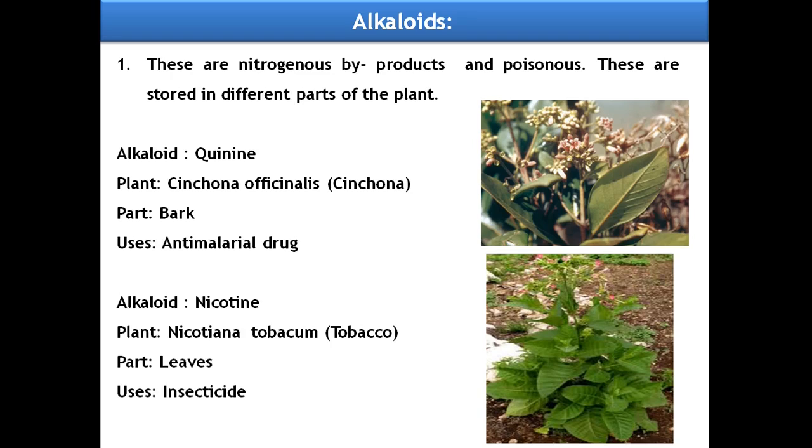Next comes nicotine. Nicotine is found in the leaves of Nicotiana tabacum, the tobacco plant. Simply we will call it the tobacco plant, Nicotiana tabacum, and it is used as an insecticide. The leaf is used in the preparation of beedis and cigarettes. But people should not consume them because they are dangerous to health. And this nicotine is used as an insecticide.